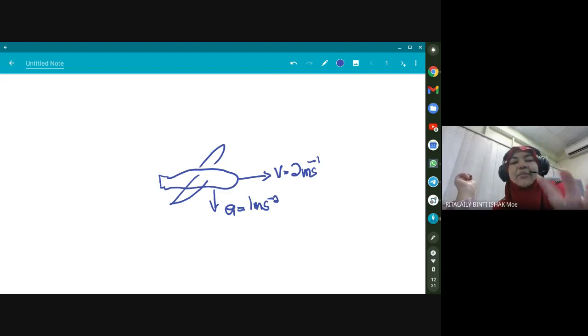So, can someone explain the direction of forces? How many forces are acting on it? What are the directions of the forces? And what is the relationship between these forces based on the motion of the aeroplane? Okay, anybody? 4E? 4E also? 5E? Anybody from 5E want to respond?